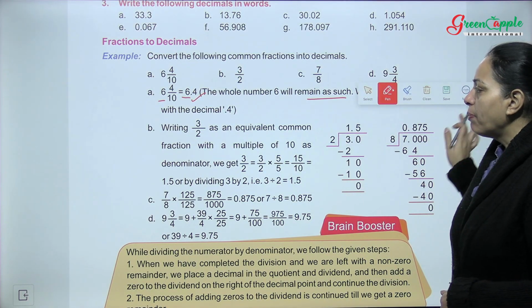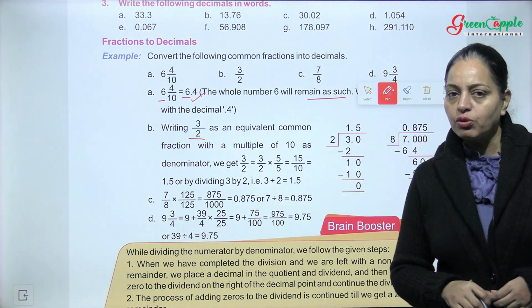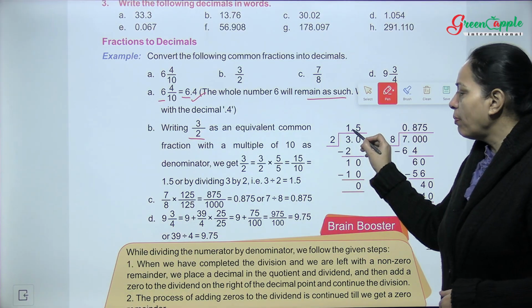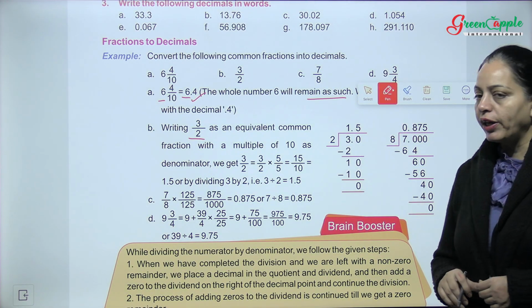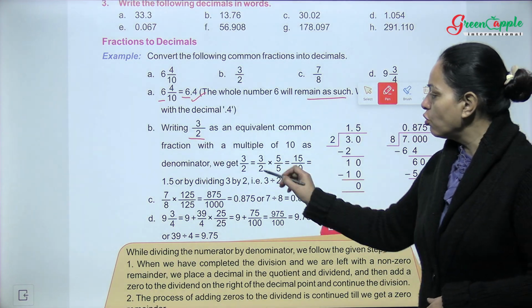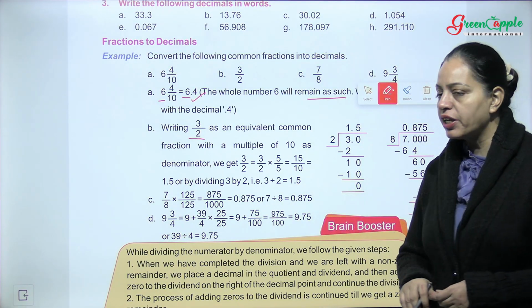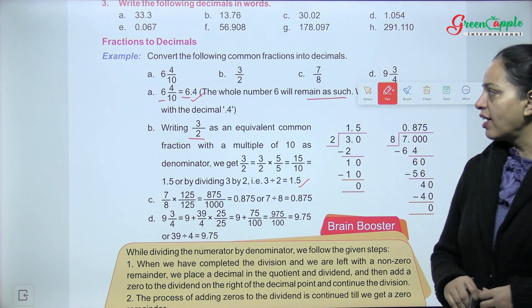Now B part: 3 by 2. How can we change it into a decimal fraction? One way is to divide 3 by 2. You know how to divide? So we are getting 1.5. Or the other, simple way: we can change 2 into 10, 2 into 5, 3 into 5, 15 upon 10. Just put the decimal, 1.5 is the answer.